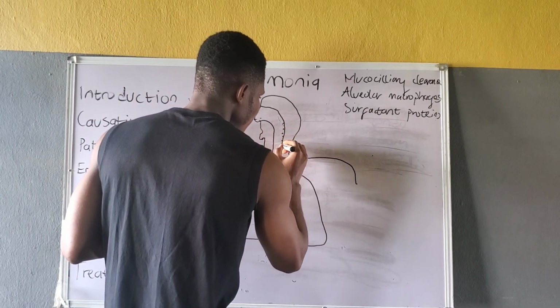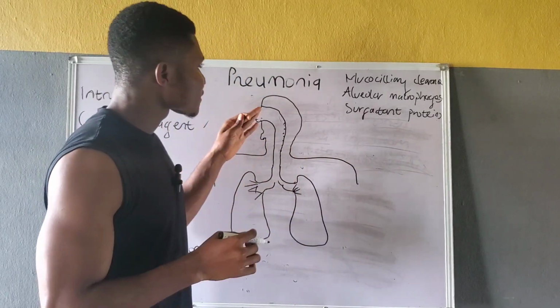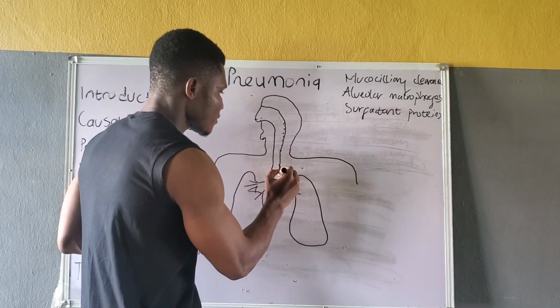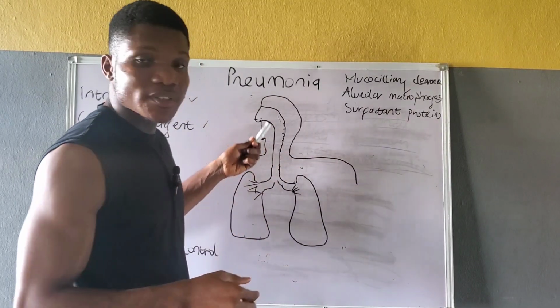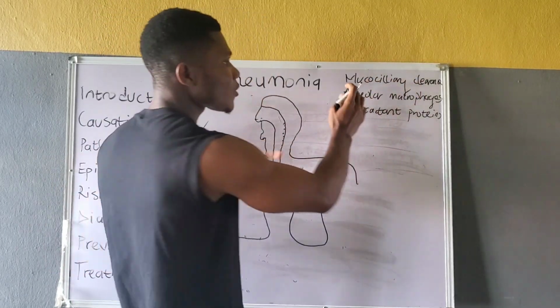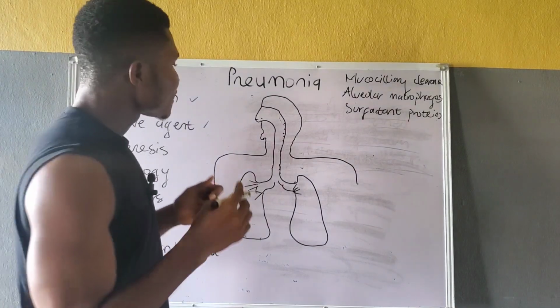They have mucus present within the respiratory tract. So this mucus traps the pathogen within the respiratory tract. And then it also has cilia. It's called mucociliary clearance. That is, there's a presence of mucus and cilia.